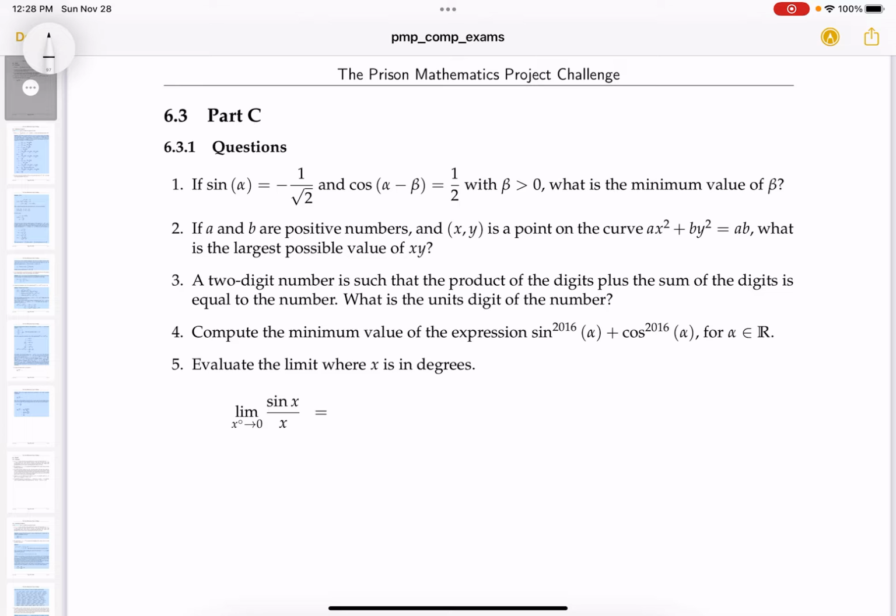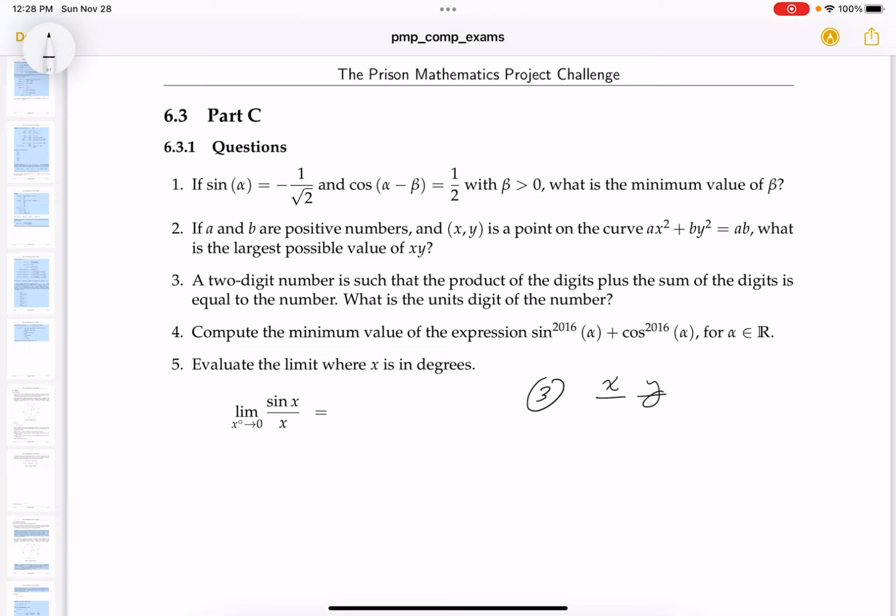All right, so number 3. So I know I have a 2-digit number. So I'm going to put the 2-digit number down as x is the first digit, y is the second digit. So if it's a 2-digit number, I clearly know that x can't be 0. All right, so what does it say?